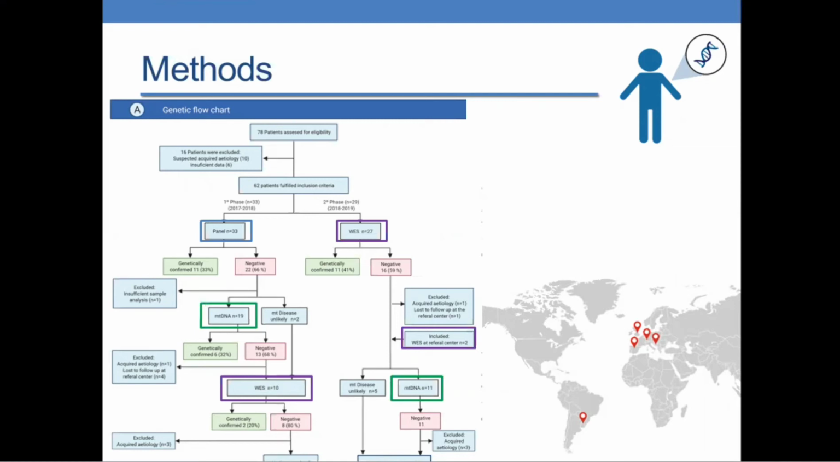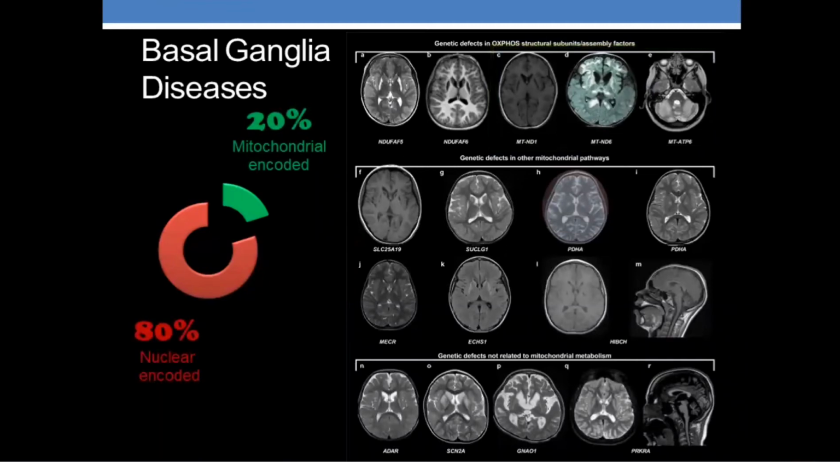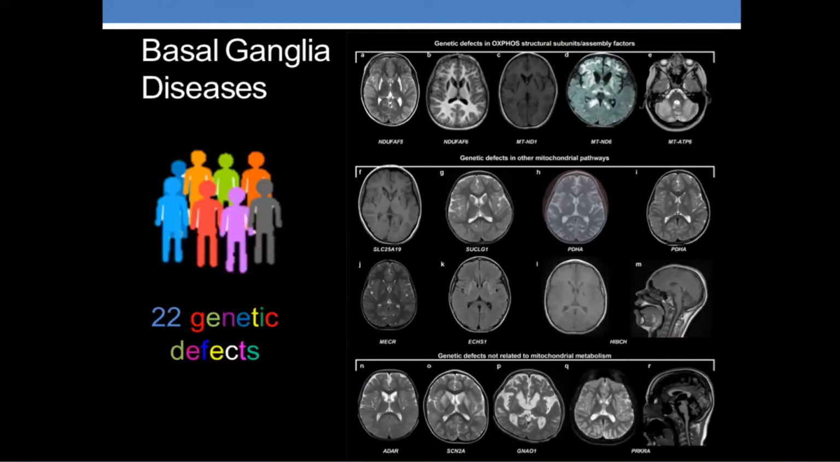Combined exome and mitochondrial DNA sequencing led us to a diagnosis in 48% of the patients, of which 20% had defects in mitochondrial encoded genes and 80% had defects in nuclear encoded genes. We observed a wide genetic variability, identifying 22 basal ganglia related genes involved in different cellular pathways. Mitochondrial defects were the most frequent.